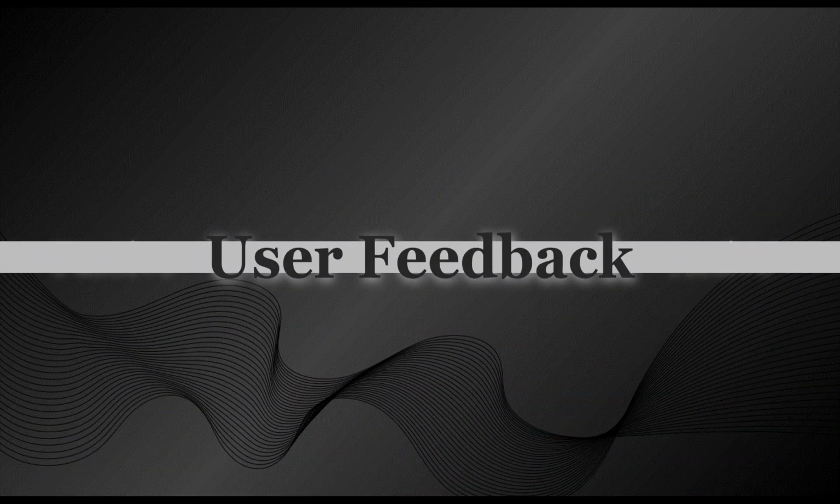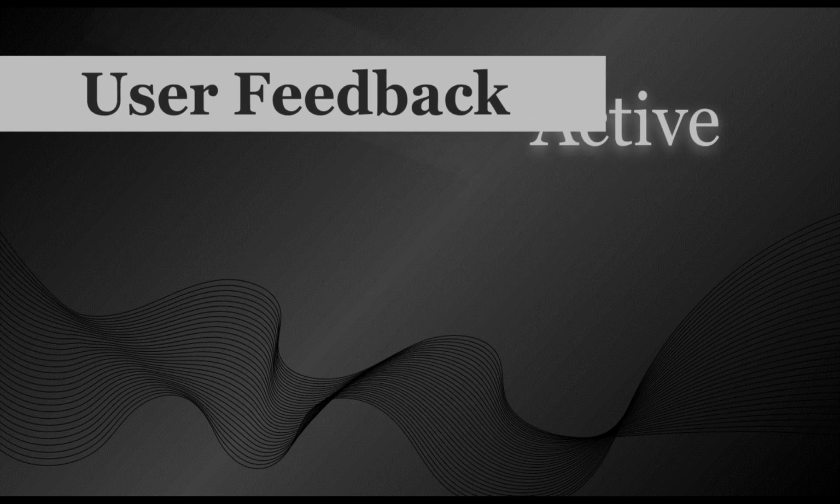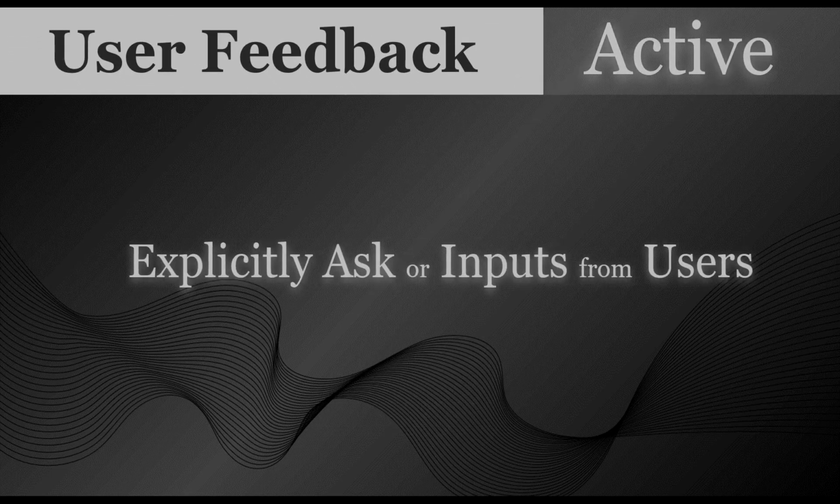As I said before, user feedback has two types, passive and active, and in the first part of this video we're going to discuss active user feedback. In active user feedback, we explicitly ask for or input data from users. It means we explicitly open some forms to get inputs from the user or explicitly ask for the inputs from the user.